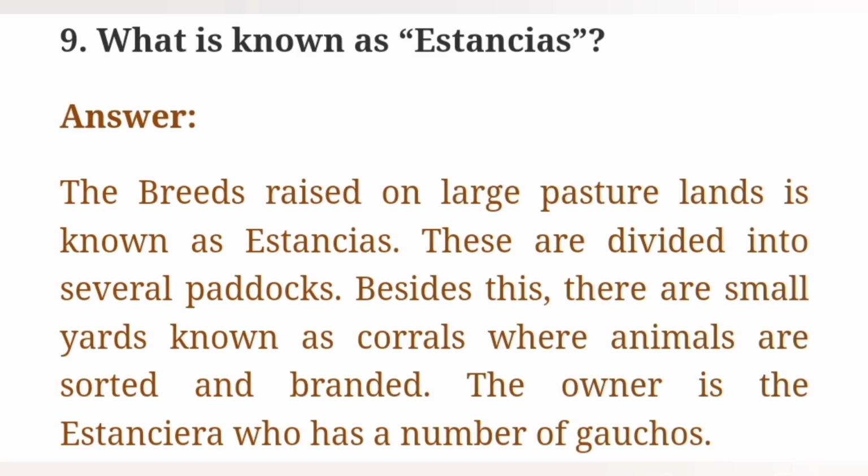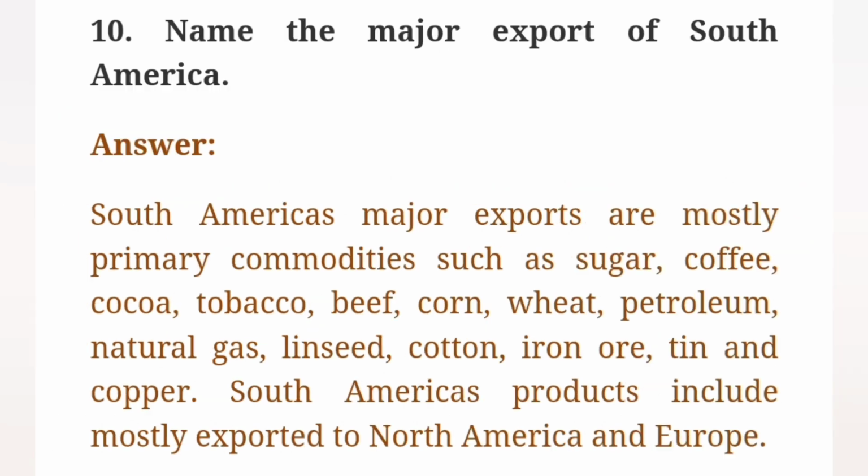Ninth question, what is known as estancias? Answer, the farms raised on large pasture lands are known as estancias. These are divided into several paddocks. Besides this, there are small yards known as corrals where animals are sorted and branded. The owner is the estanciero, who has a number of gauchos.